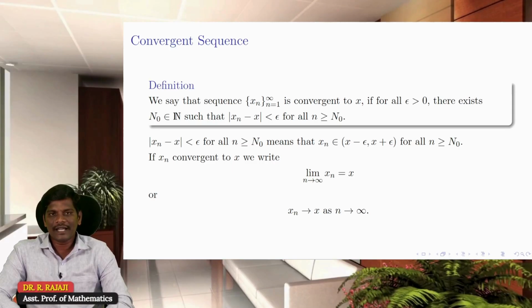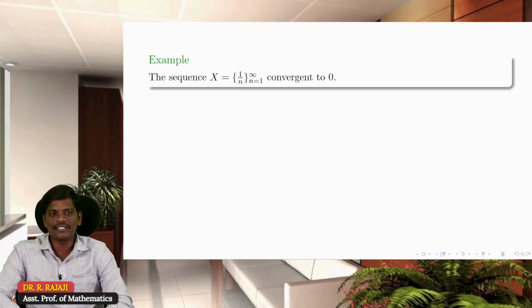If xn converges to x, we denote it by limit as n tends to infinity of xn equals x, or xn tends to x as n tends to infinity. Example: the sequence x = 1/n, n = 1 to infinity, converges to 0. Now we are going to prove that this sequence converges to 0.